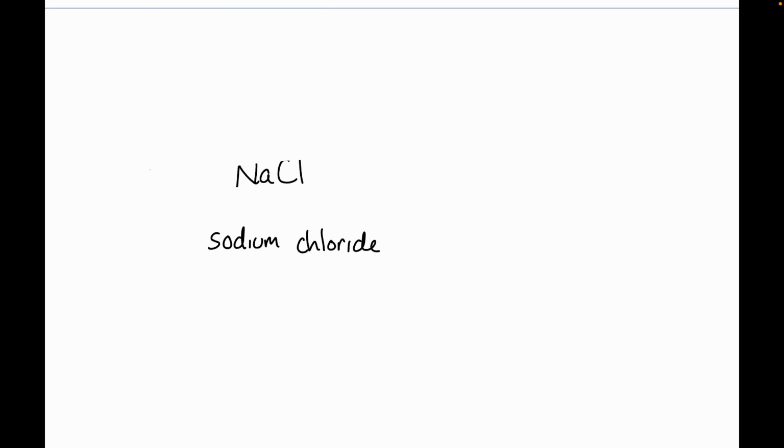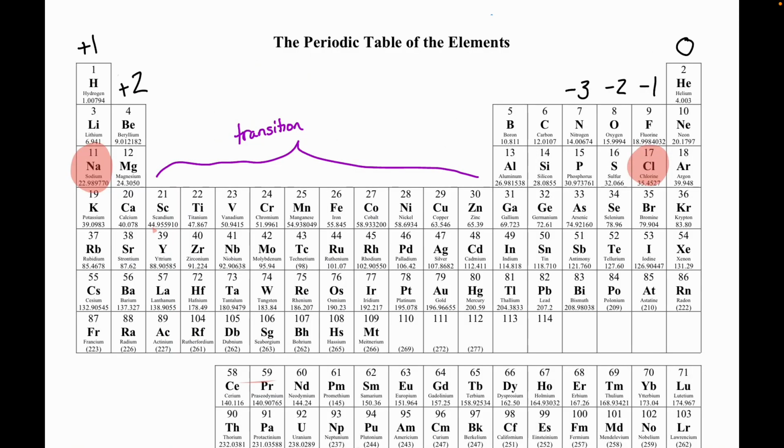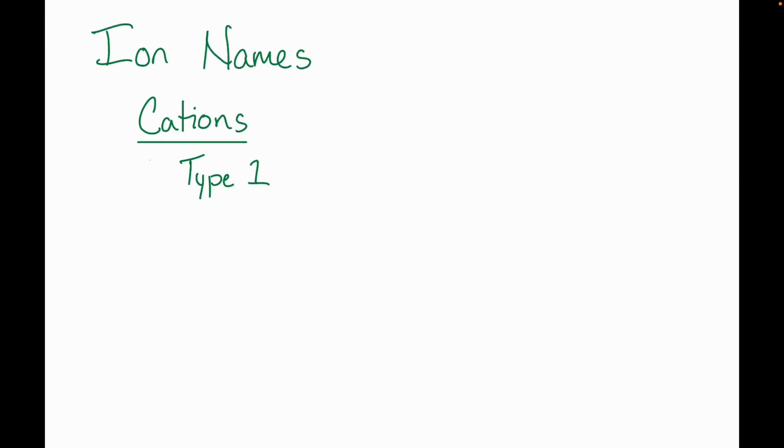Okay, so first off, let's learn about how to name our ions. So we're going to start off with the cations. The cations are the easiest one. But we got to break these into two different categories here. The first one is what we call type 1 cations. These are the ones that we've discussed already that we can determine their charge just by looking at the periodic table. So again, we're going to save these transition metals here for later. So type 1 means that we know the charge by looking at the periodic table.